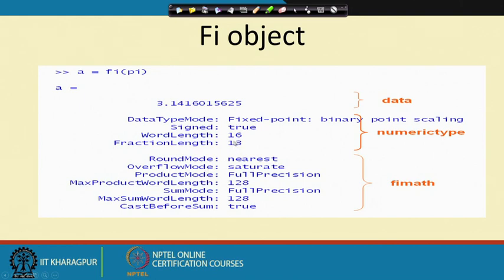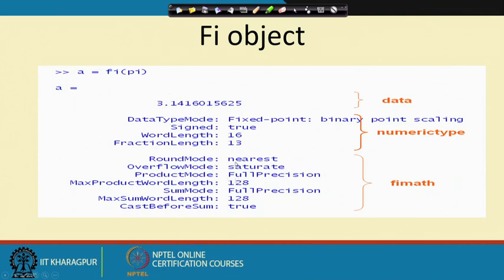Okay. So, a fractional length of 13 means 13 bits are used to represent the fractional part, and another 3 bits represent the integer part. Why? Because for 3, only 2 bits are sufficient, and then I need one sign bit. So, sign and then another 2 bits. These 3 bits are left for the integer part, and the other 13 bits represent the decimal part.